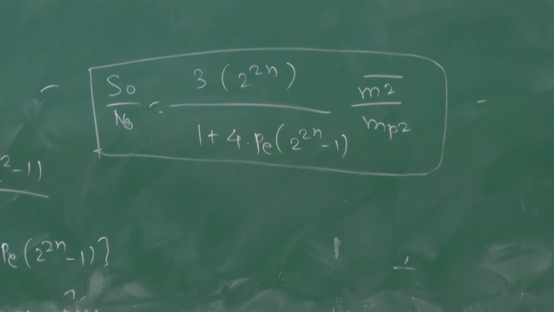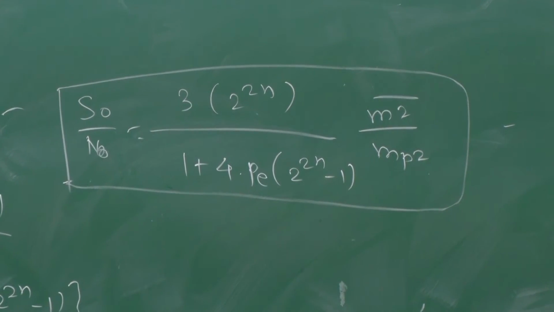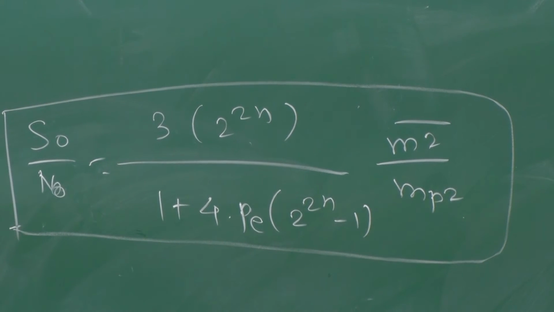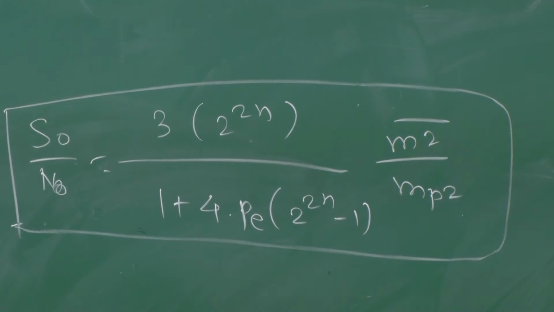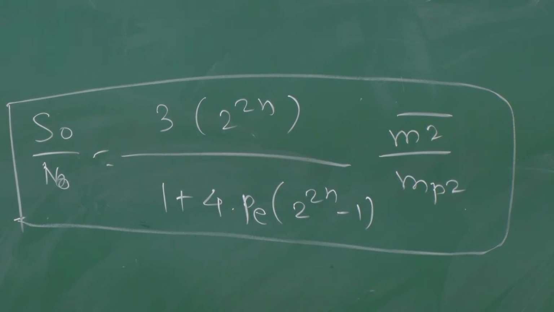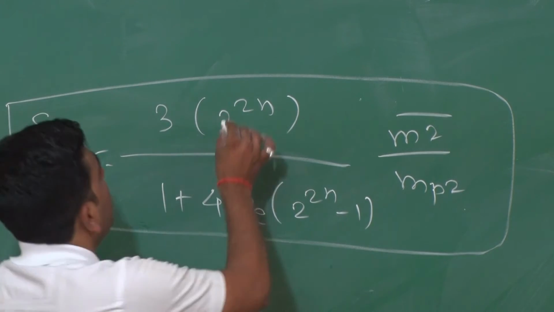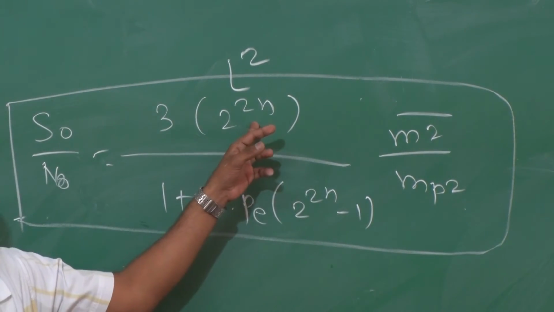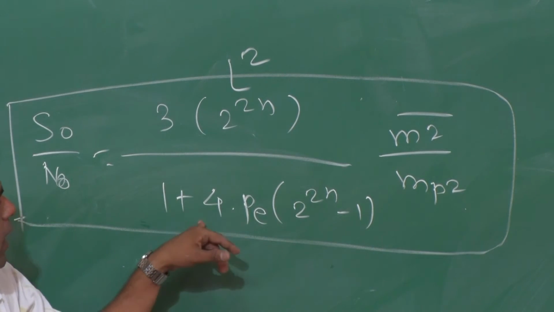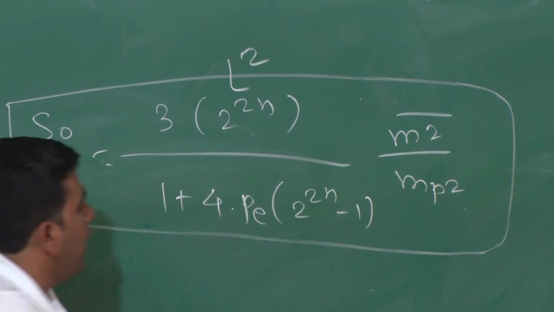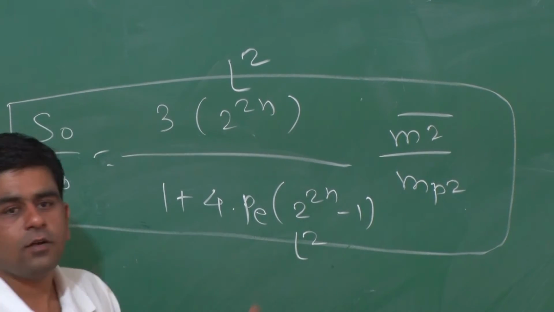Now this is the total error. The output signal is m of t. Its mean square value is given as m square bar, the expected value of m square. The output signal to noise ratio is given as 3 into L square, where L square is nothing but 2 raised to 2n, divided by 1 plus 4 into probability of error in brackets L square minus 1.